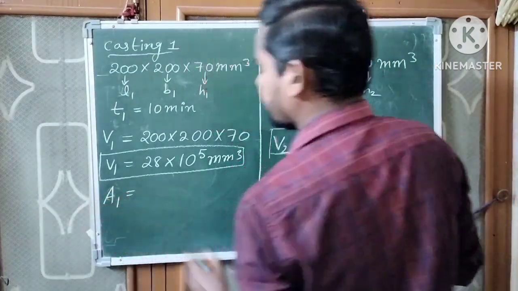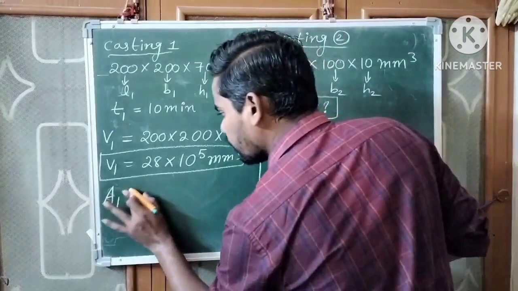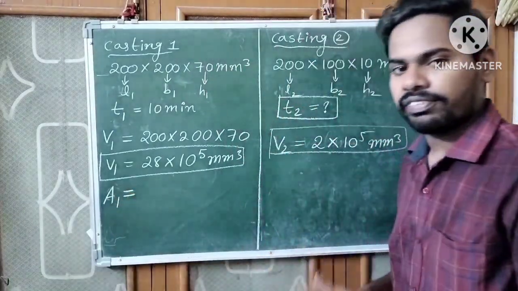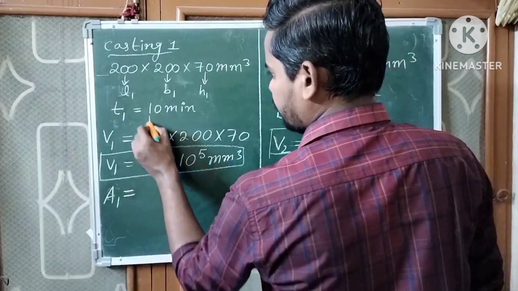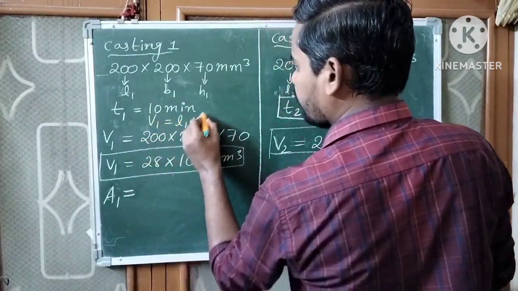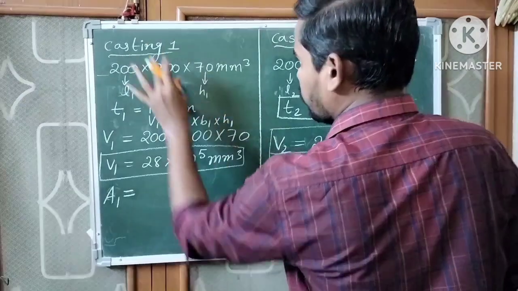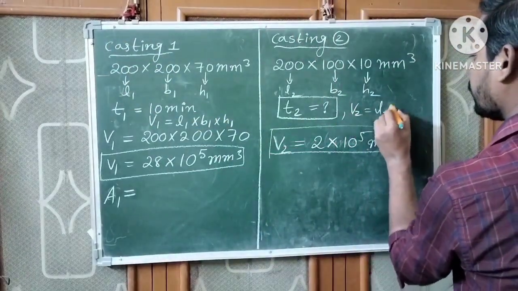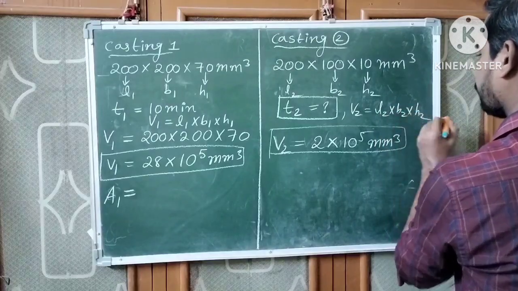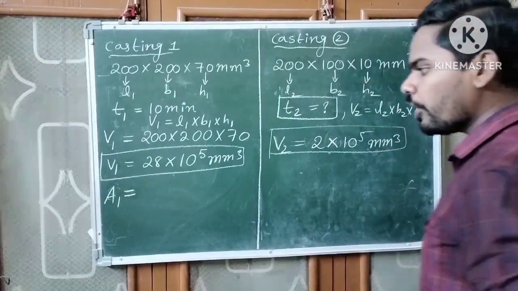Total surface area of casting 1. What is the formula for total surface area of a cuboid? First, the volume of a cuboid is length into breadth into height. We use V1 is equal to L1 into B1 into H1 because this is a cuboidal casting. Similarly, V2 is equal to L2 into B2 into H2, the volume of cuboidal casting 2.